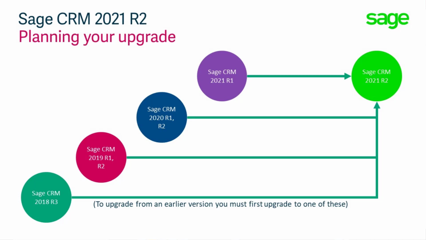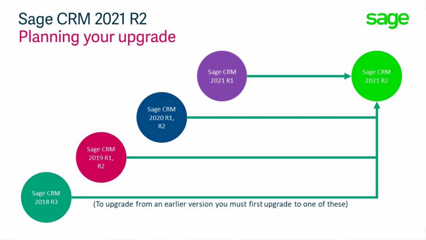So customers, when we think about the process of upgrades, customers are supported in their upgrades from Sage CRM 2018 R3 onwards. That's where we've tested. So 2018 R3 onwards, you can use the installation package for Sage CRM 2021 R2 to upgrade from 2021 R1, 2020 R2, 2020 R1, 2019 R2, 2019 R1, and, as I said there, 2018 R3. Please note we are not testing from other versions, so other upgrade paths are not tested and therefore are not supported.